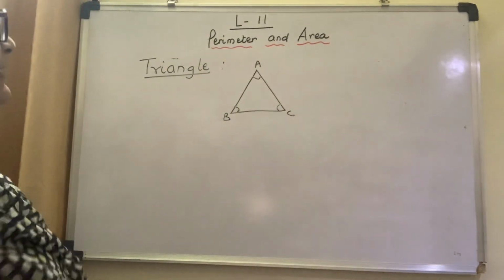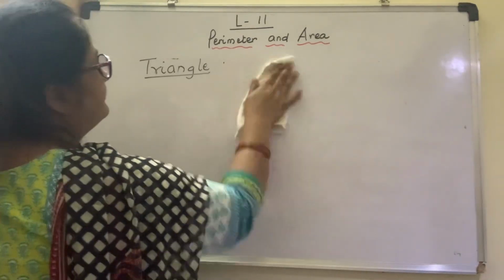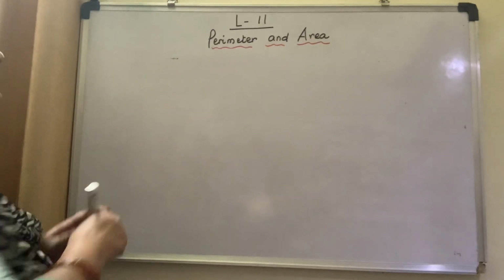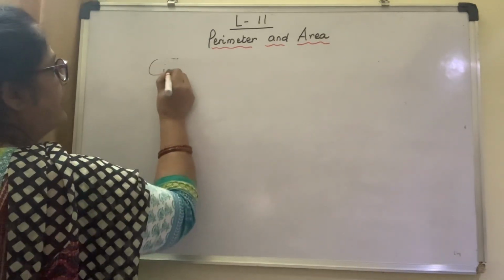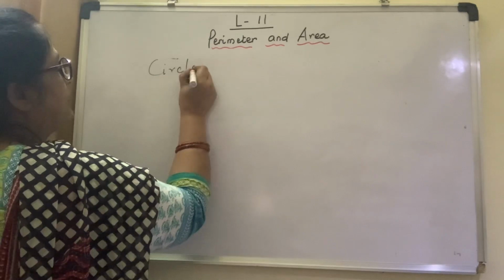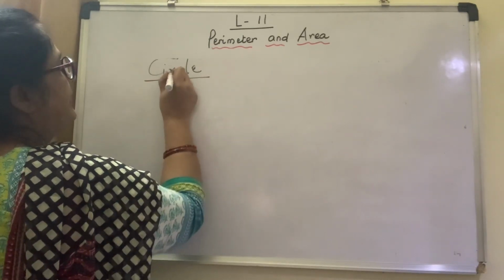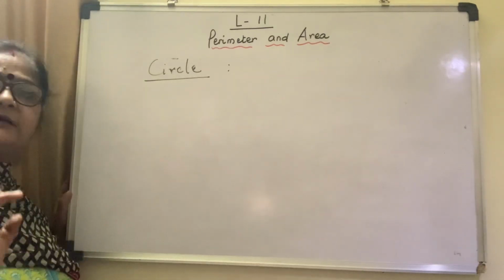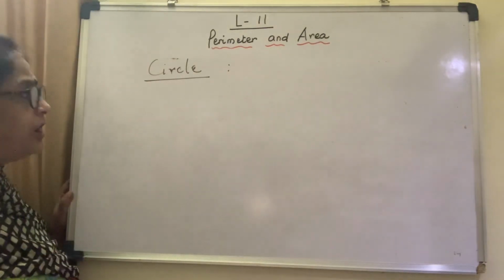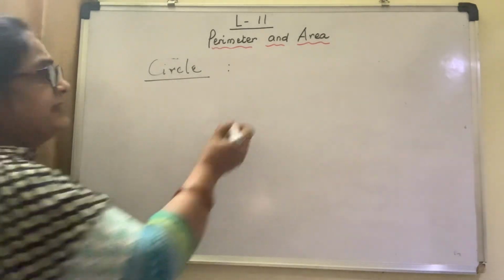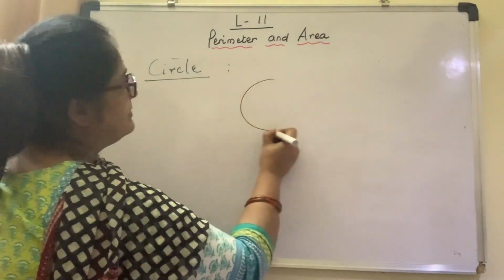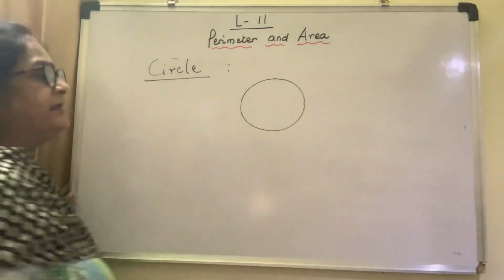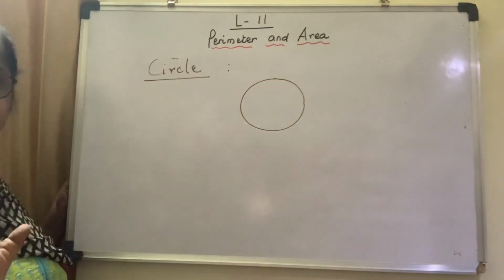Okay. Next figure is a circle. We are going to learn about area and perimeter of these three figures. A circle is a closed figure, but it is not made up of straight lines. It is made up of one curved line. This is a circle, a closed figure.